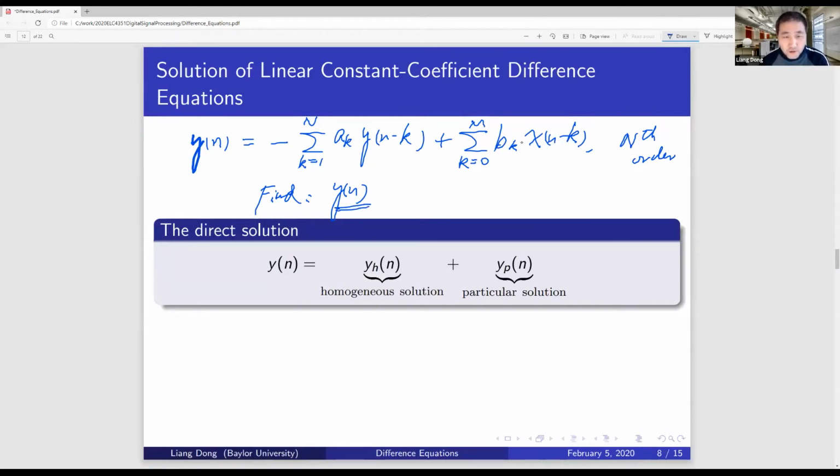And in this problem, of course, we emphasize that it is a linear system. And also we have a linear constant coefficient difference equation, meaning that these coefficients, the a's and the b's, are constants. They can be complex numbers, but they are constant. They're not a function of time, not a function of n.